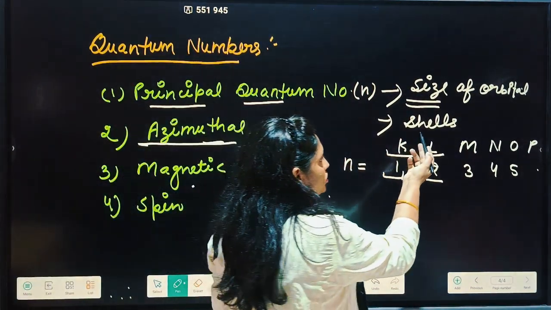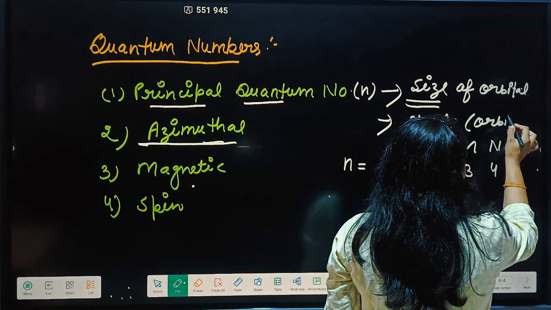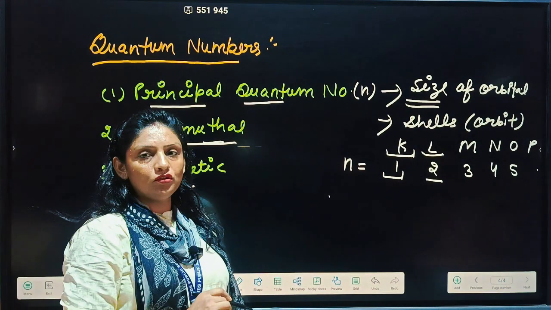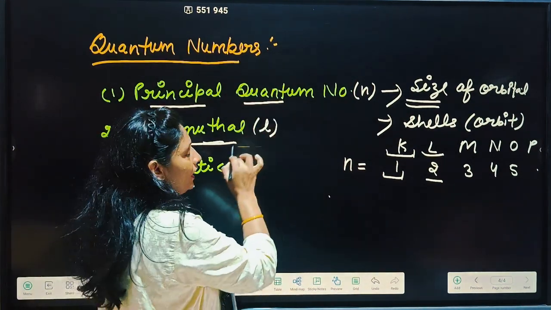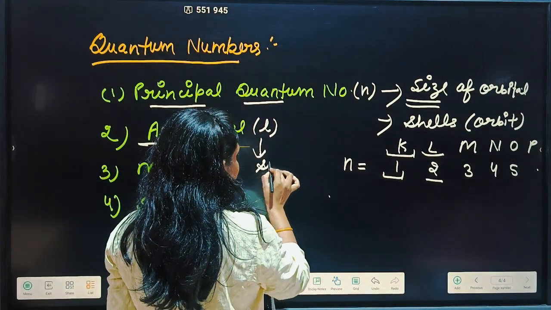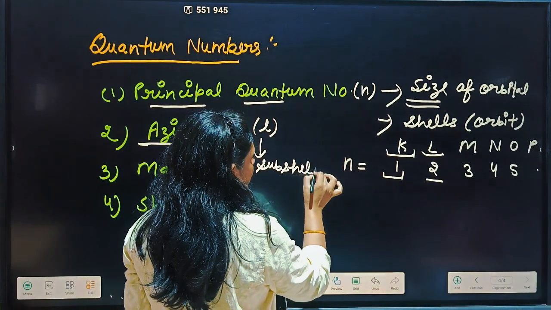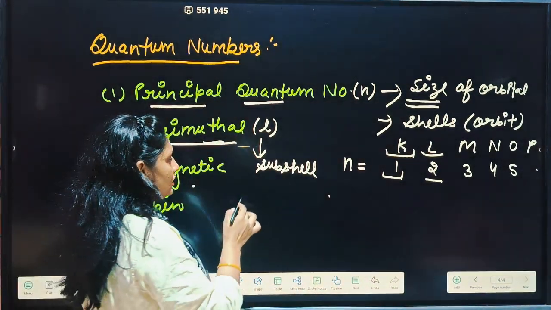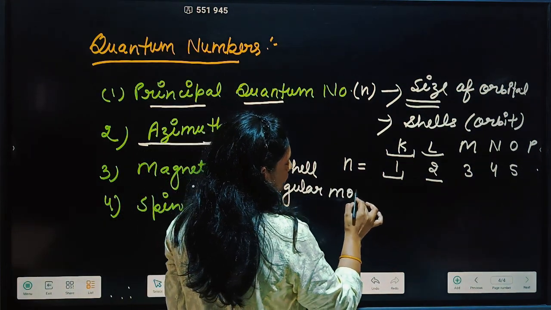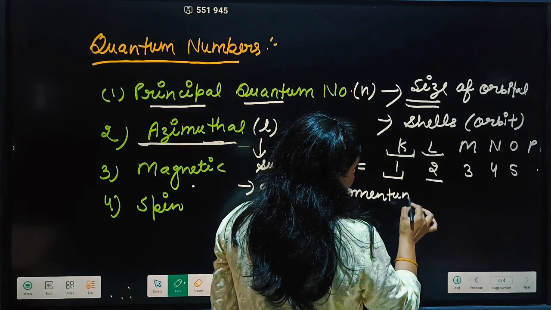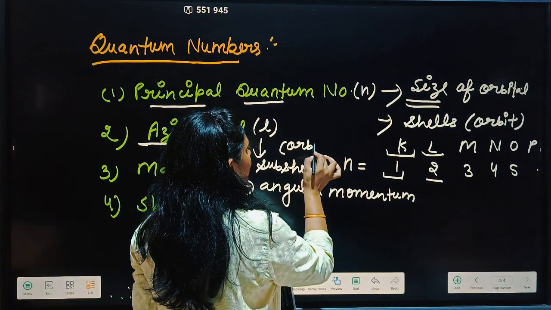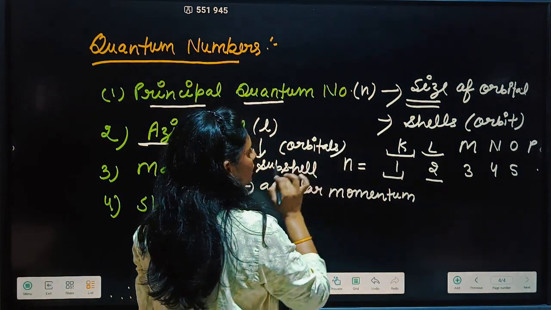It is telling about shells, orbits. You know very well, shells are also known as orbits. The azimuthal quantum number we represent by small l. It tells us about the subshells, in which subshell the electron is present. It tells us about the angular momentum. Subshell, or students, we can say orbitals. You know very well the difference between orbit and orbital.